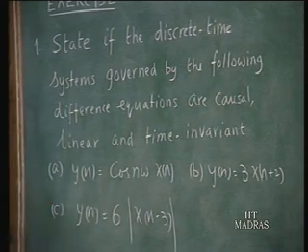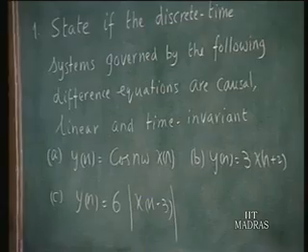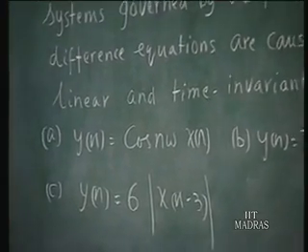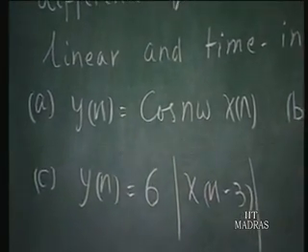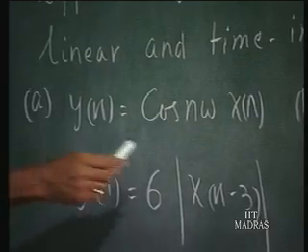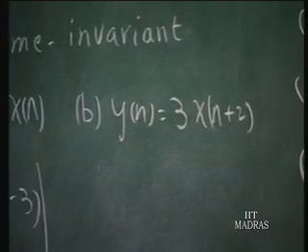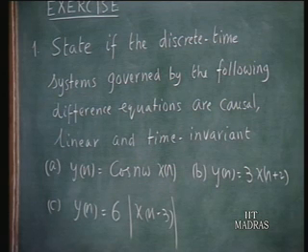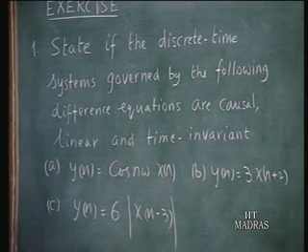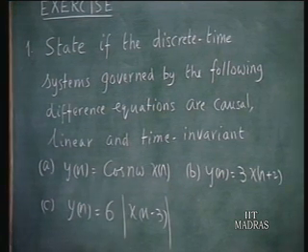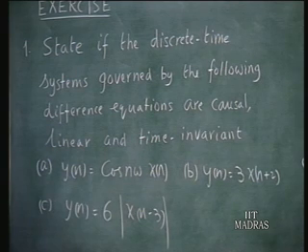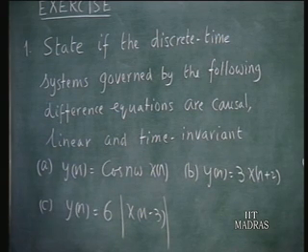First one, y[n] equals cos(n omega) x[n]. The y[n] is always the output and x[n] is the input. B, y[n] equals 3 times x[n plus 2]. C, y[n] is 6 times the magnitude of the signal x[n minus 3]. So take these three and for each of these examine if they satisfy the property of causality, linearity and time invariance. This is the first example.